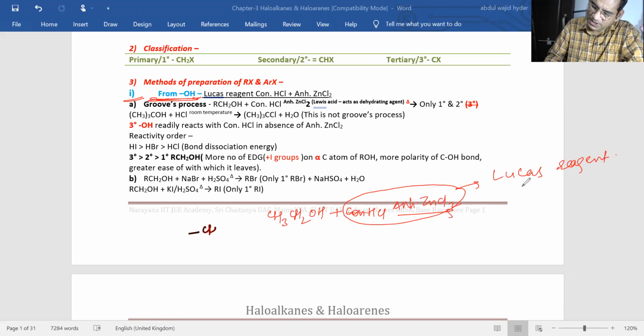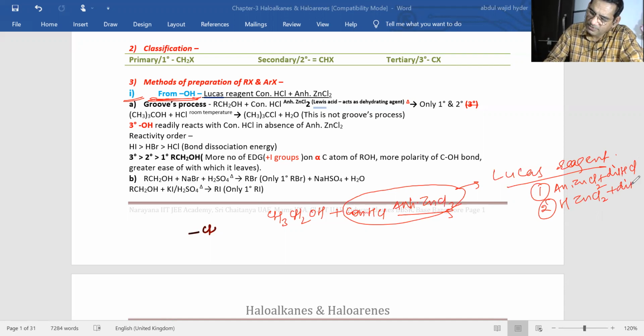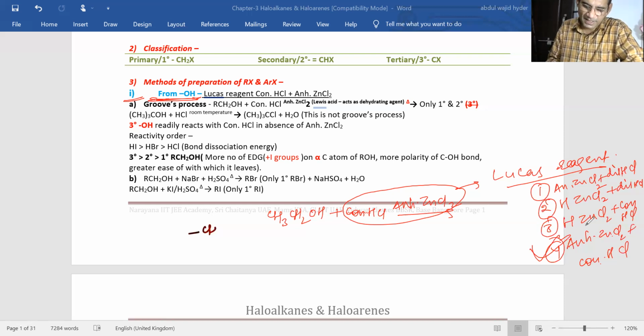Options were: A, anhydrous zinc chloride plus dilute HCl; B, hydrated zinc chloride plus dilute HCl; third option, hydrated zinc chloride plus concentrated HCl; fourth option, anhydrous zinc chloride plus concentrated HCl. This will be the answer. What is Lucas reagent? Anhydrous zinc chloride plus concentrated HCl. So that process is known as Groves process. This process is known as Groves process.